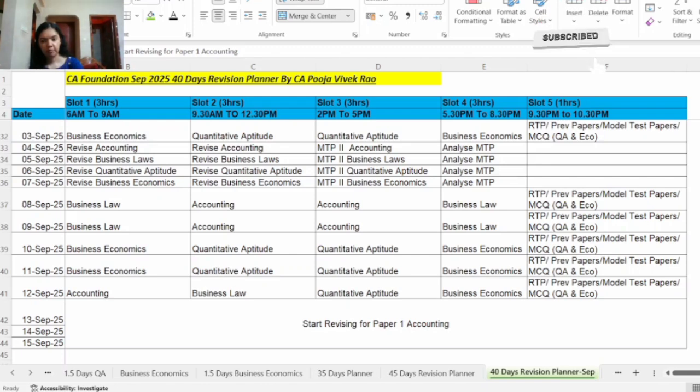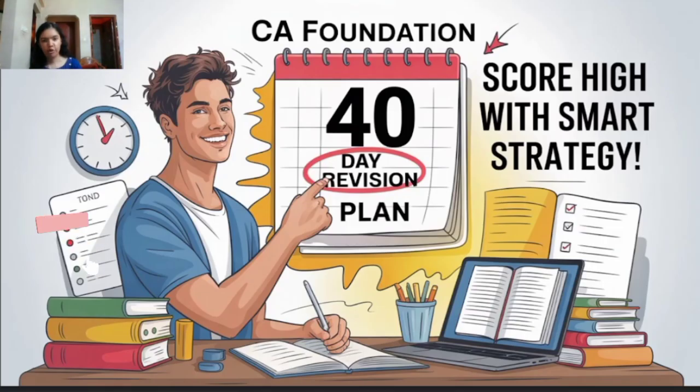So guys, I hope you all have noted down this study plan. That was your 40-day power revision plan for the CA Foundation exam. Structured, practical, and made just for you. Now it's your turn to take action, follow it sincerely, and most importantly, believe in yourself. Because champions aren't born in the exam hall, they are made in the revision days.